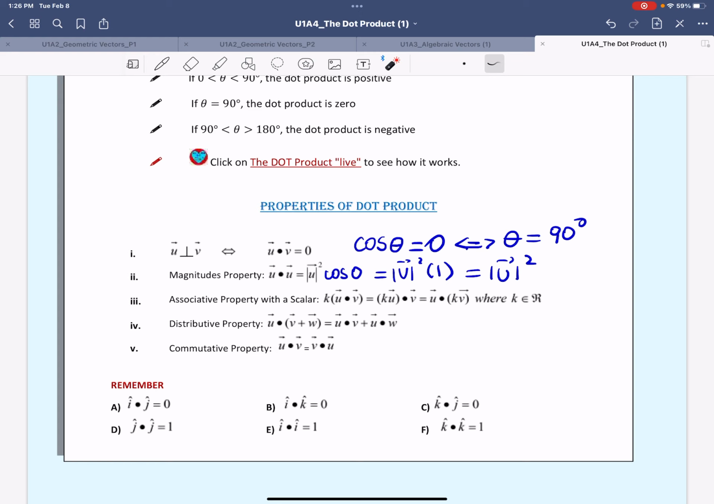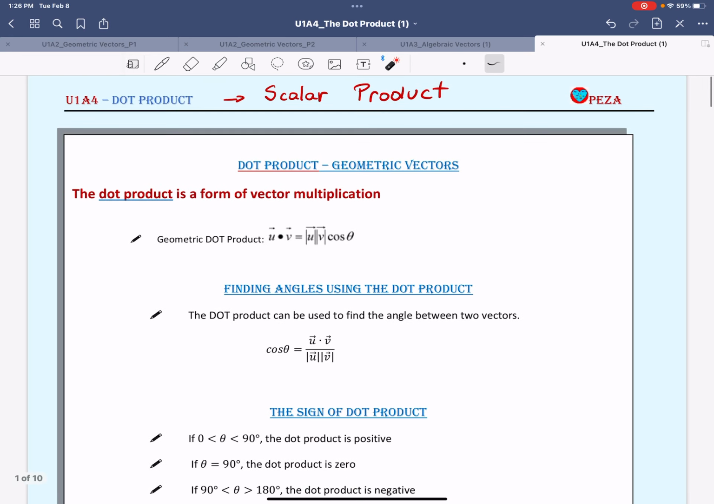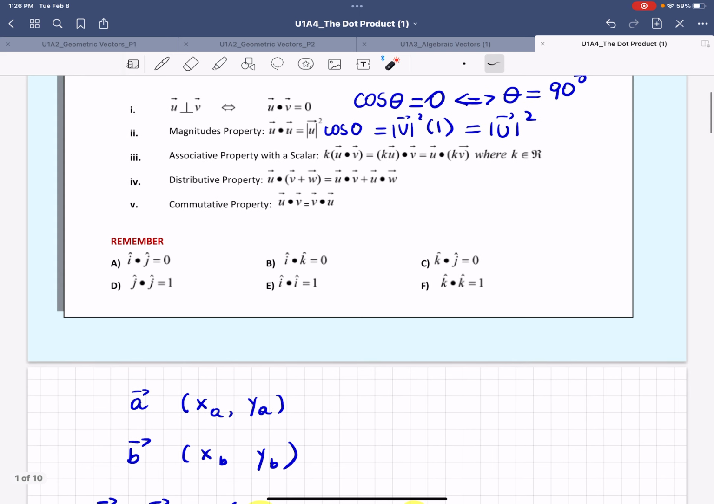Dot product satisfies the associative property with a scalar, so you can multiply in a scalar. And the distributive property as well, so vector u dot v plus w would be the sum of each dot product. And the commutative property: it doesn't matter in which order we dot product two vectors. As you can see, it's a scalar. It doesn't matter which goes first, vector v or vector u, you still get the same answer.